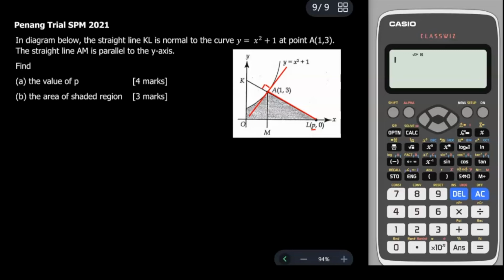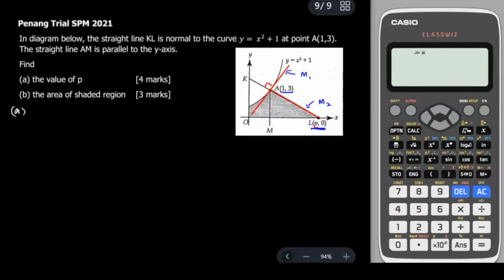Let's say this is going to be my M1, my first gradient, and this is going to be my M2. Then I'm going to use M1 times M2 equals -1 to find my M2. After that, I can use this coordinate and this coordinate in the gradient formula to find the coordinate P. To solve, y equals x squared plus 1. We find dy/dx, which is the gradient. dy/dx for this is 2x, which means our M1 is equal to 2x.